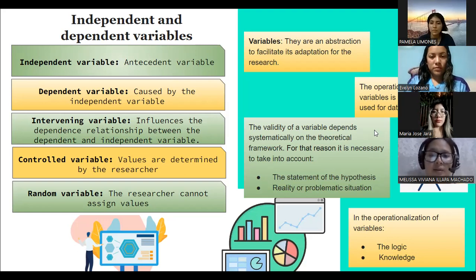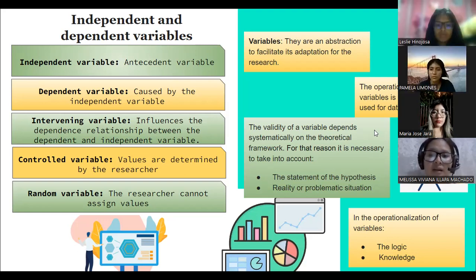Controlled variable. Controlled variables are those variables that researchers hold constant or control to ensure that any change observed in the dependent variable can be attributed primarily to the independent variable.